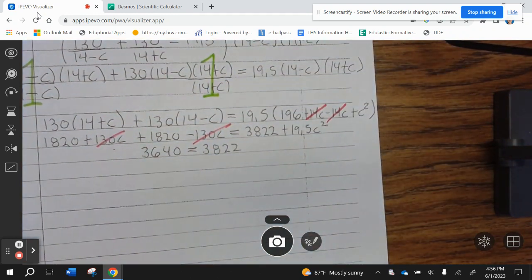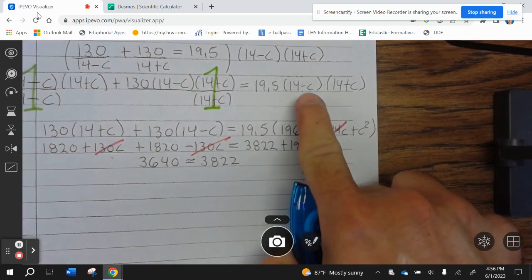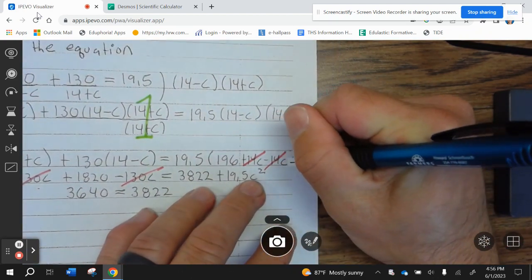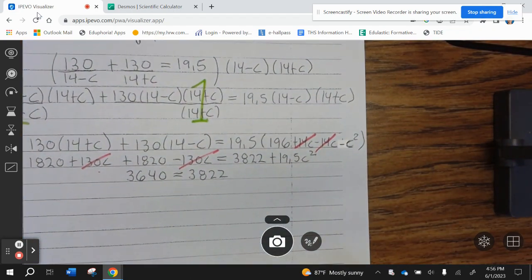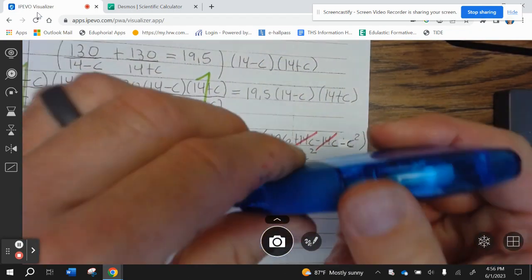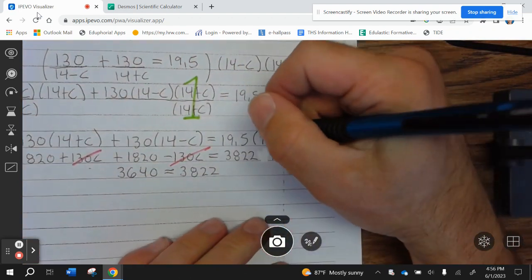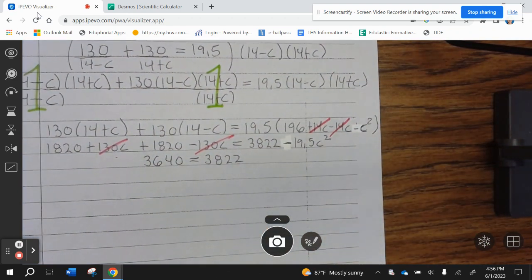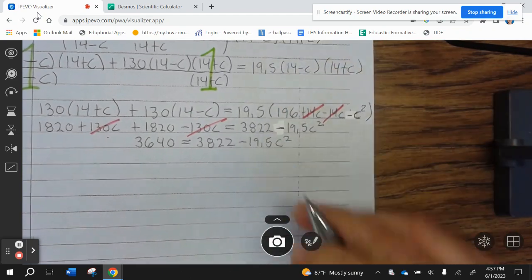3822 plus 19.5 C squared. Oh, almost. Again, mistakes can happen so easily, but you have to be careful. Negative C times C is actually minus C squared. And that's something you're going to have to work on throughout the years, looking over your work and trying to make sure you don't make mistakes. But if you do catch a mistake, correct it through the problem, okay? All right, minus 19.5 C squared.